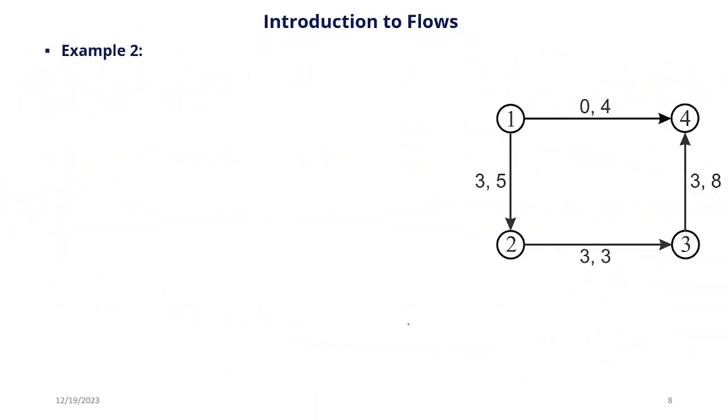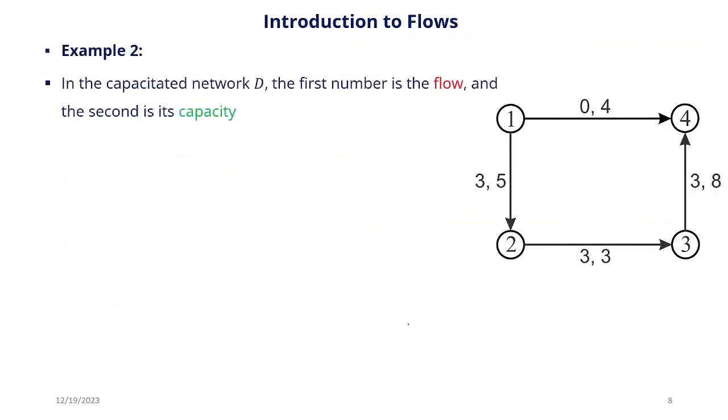Now let's take a second example, example 2. In the capacitated network D shown on the right hand side, the first number is the flow and the second number is the capacity. So you see in this second example, the flow is not written in brackets, meaning that some books will actually designate it like this. It doesn't have to be written in brackets like the previous example. So if you see something like this in another book, it is also okay.